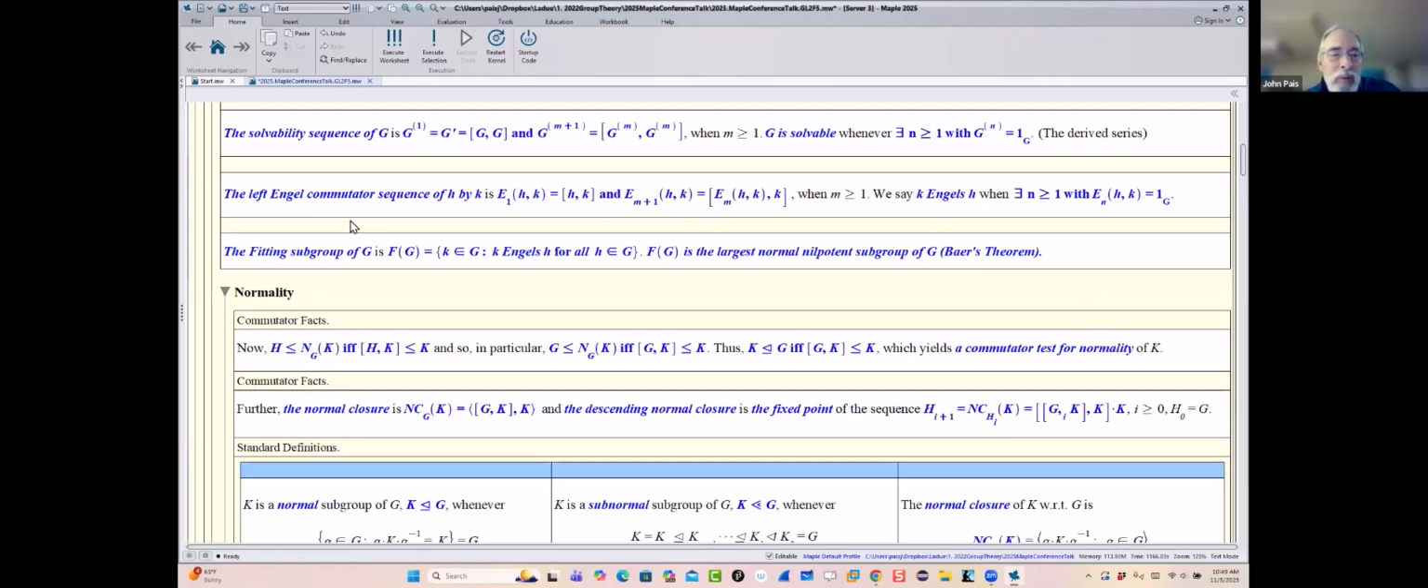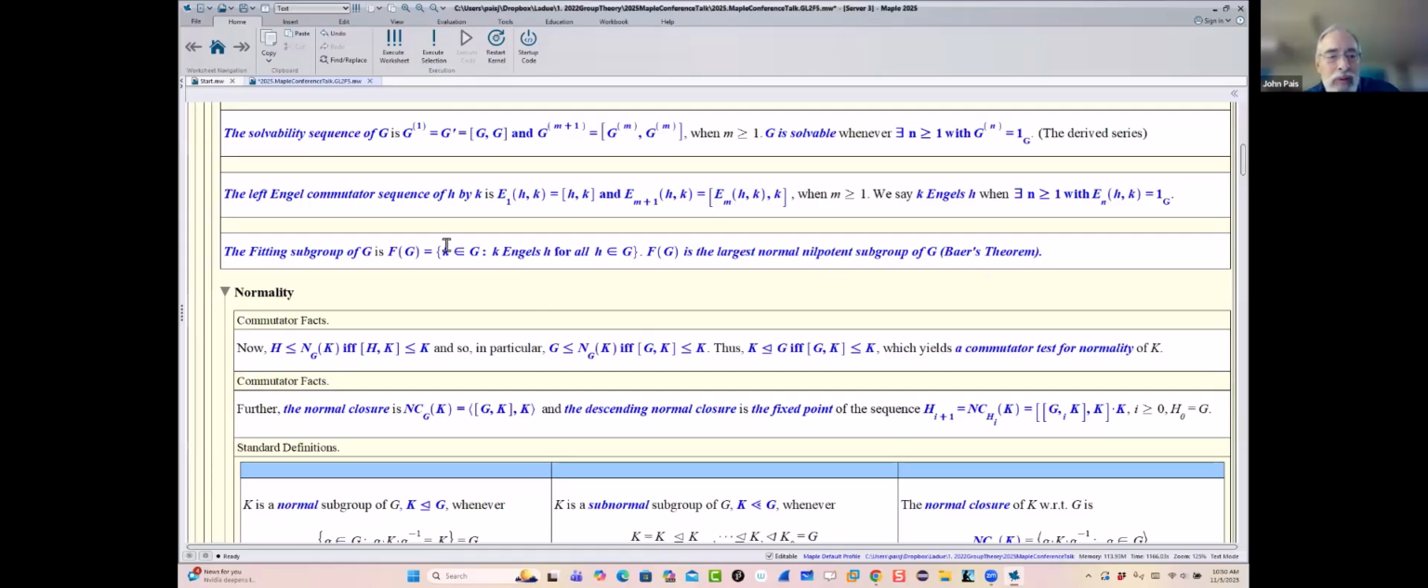I apologize for going through this really quickly. So then you can use what are called left angle-based commutators, which is to basically take H and then stack as many commutators to the right of K as you possibly can. If you've reached the trivial subgroup, then you can say that K angles H. And if you take all the elements K in G that angle H for all H in G, that's the definition of the Fitting subgroup. It turns out the Fitting subgroup is the largest normal nilpotent subgroup of G, and that's Fitting's theorem.